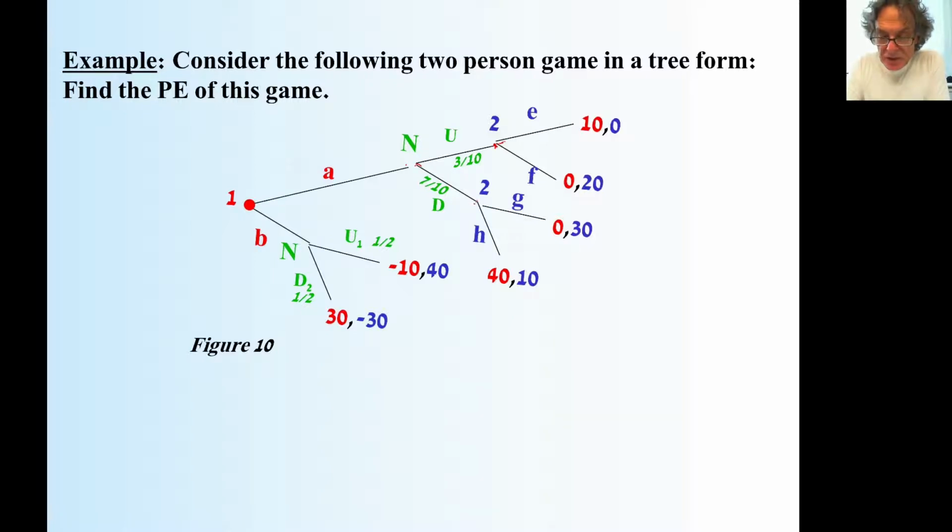If the game goes D, then 2 can go either G or H. If she goes G, she gets 30, okay, and 1 gets 0. If she goes H, she gets 10, 1 gets 40.